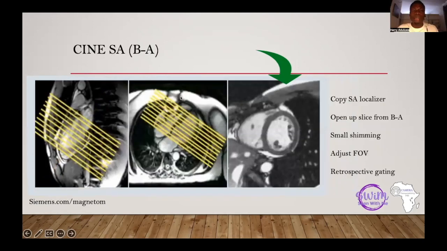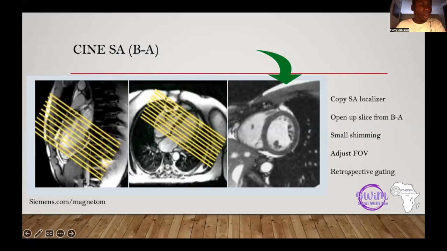Okay, the short axis, the same thing happens, but in this case, you have to open from the base of the heart to the apex. And if there are indications of pericardial fluid around the apex of the heart, you should also try to cover the fluid. Or if you know a lesion extends extracardiac, you should also try as much as possible to open your slice to capture the lesion. So all you just need to do is to copy your short axis localizer, open up the slice from the base to the apex, which is from here to here. Small shimming, adjust field of view.